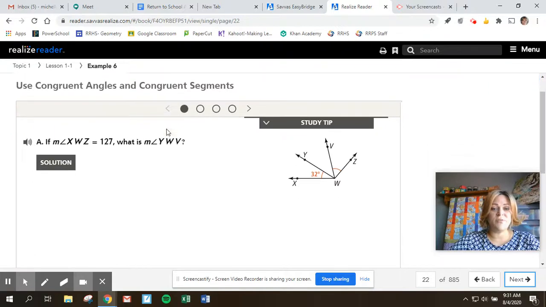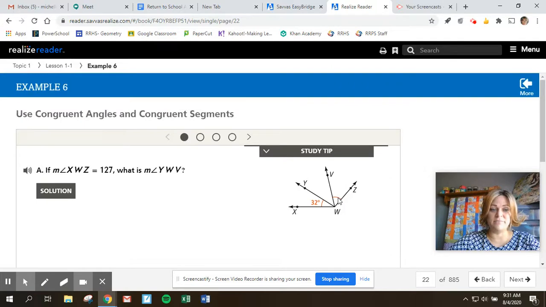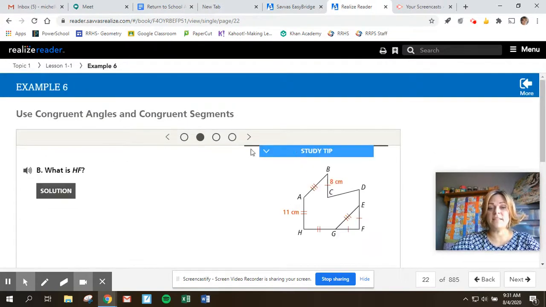Congruent angles. So it tells you right here, if you're not paying attention, you will miss it. These 2 are congruent. So if this is 32, you can right away label this as 32 if you wanted to. Okay, and it says angle XWZ, so this total angle is 127. And if you know this is 32 and this angle is 32, I am hoping you can figure out a way to find this missing angle right there. Okay, it gives you the solution and study tips.